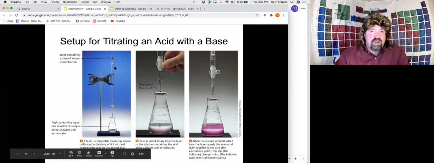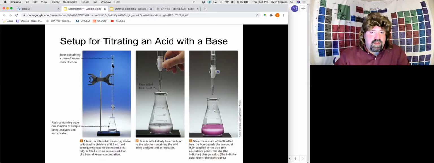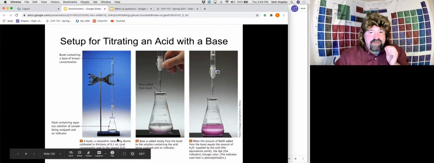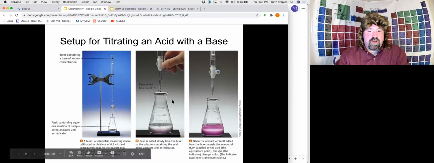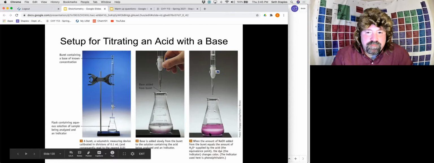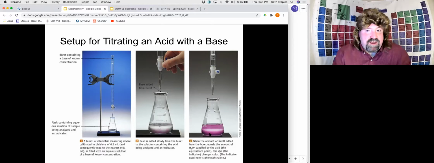In this case, we have a burette. That's what this instrument is called. This burette contains a base of a very precisely known concentration. We have some sort of acid down here with a concentration that we don't know. We're going to perform the titration, adding base from the burette down into our flask. We use an indicator, in this case phenolphthalein, which turns pink when our reaction is done.